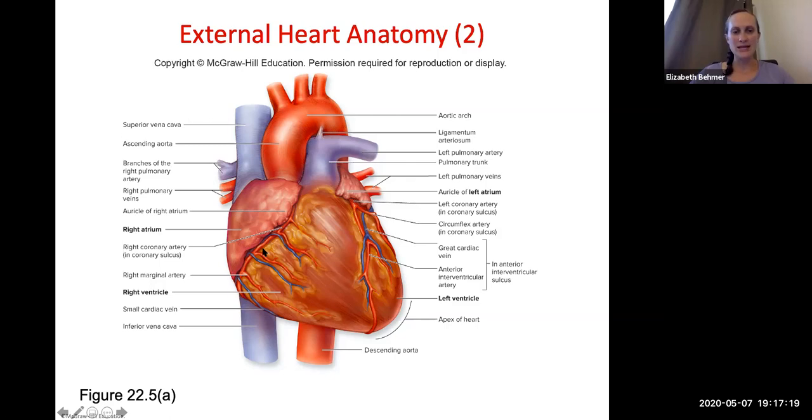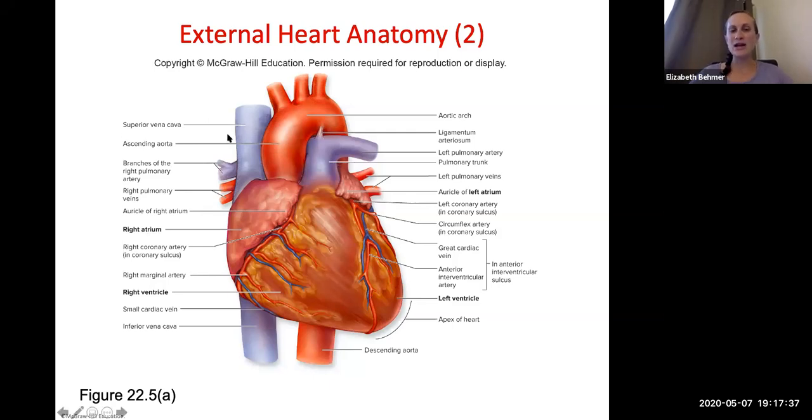Let's see, we talked about sulcus. A sulci is a groove between the atria and ventricles. And then we have an interventricular sulcus between the ventricles themselves. Many times within these sulci, you'll see heart arteries and veins going through them.